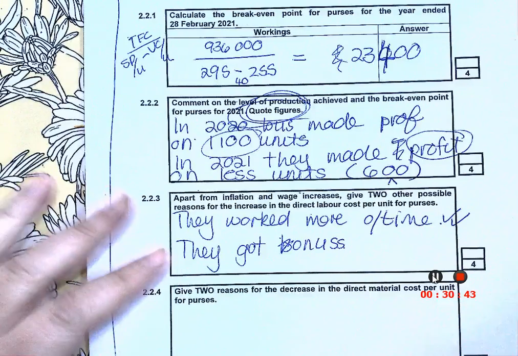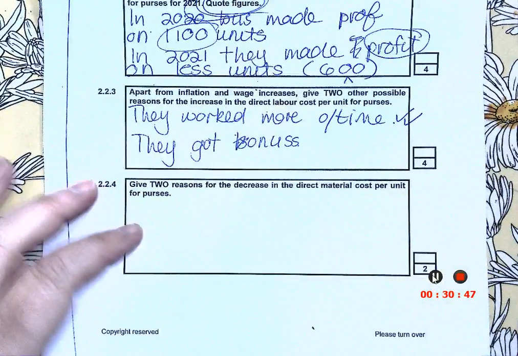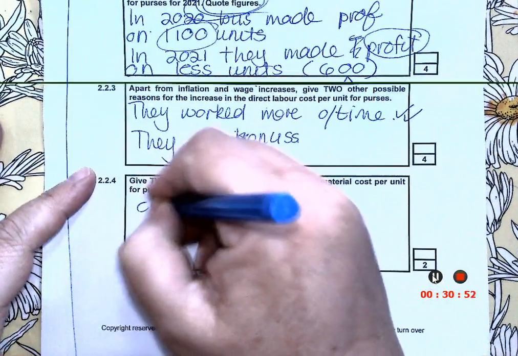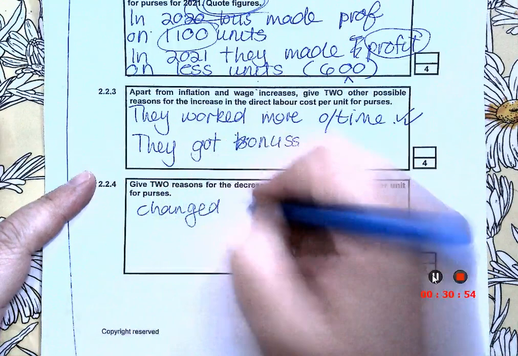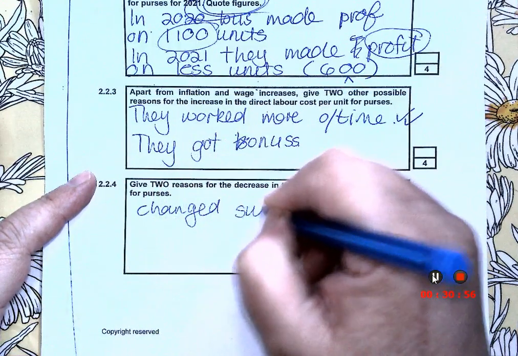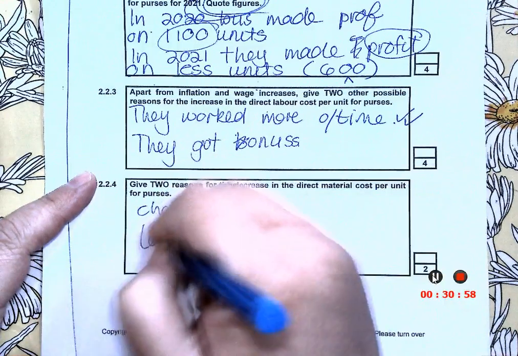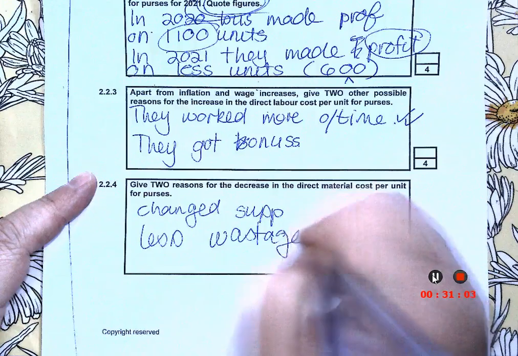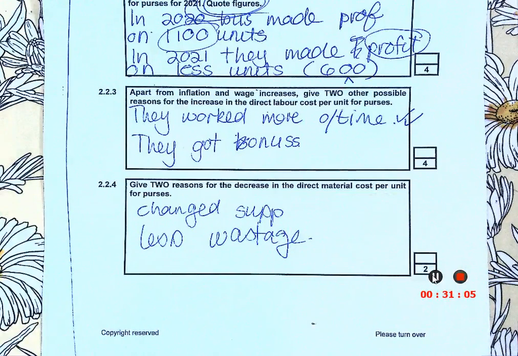Give 2 reasons for the decrease in direct material cost per unit. Easiest, we changed suppliers, or a cheaper supplier. That's the easiest. The other one is less wastage. Why less wastage? Because maybe the material is of better quality, or maybe I trained my workers.